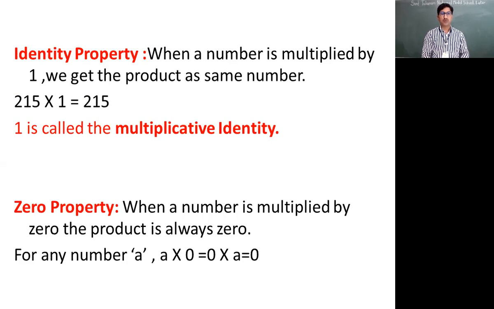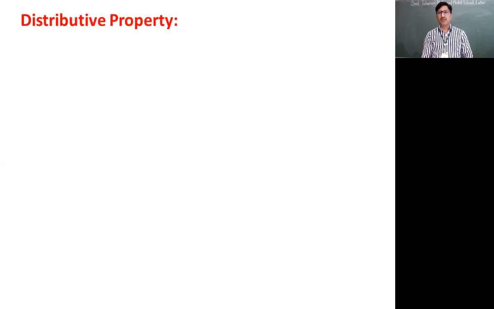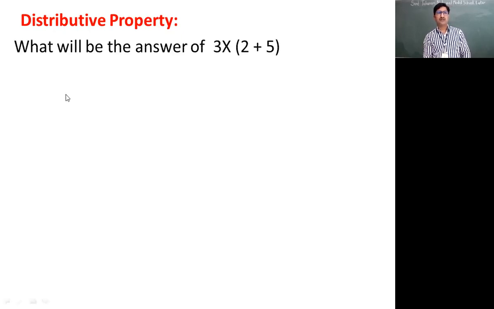Now we are going to learn a new property, that is distributive property of multiplication. Here, what is meant by distributive? You know the meaning of the word distributive. Distribution means sharing. So here also in this property, you have to distribute the numbers. One number out of the two, we have to distribute. Let's see what the distribution is.